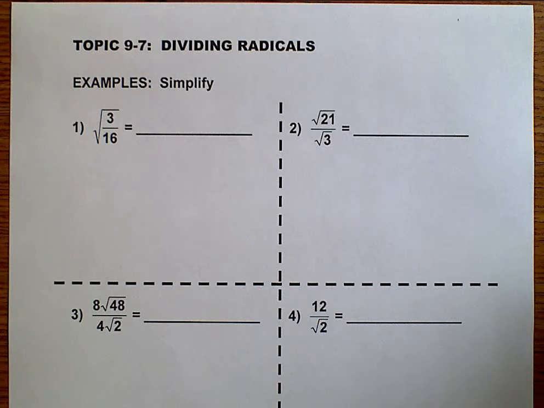Okay, this is topic 9-7. Now we're going to be dividing radicals. We've added, subtracted, and multiplied. That was our last lesson. Today we're dividing. So let's see what we get.